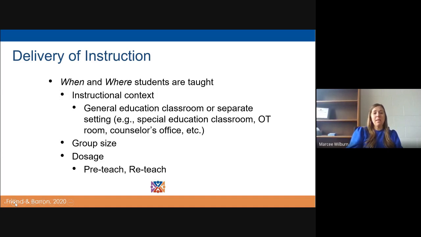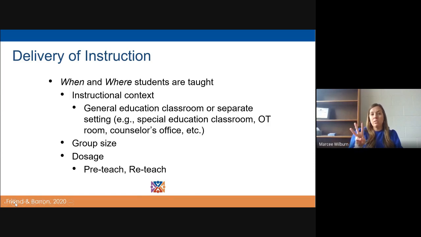a context of the delivery of instruction that we're changing. Maybe the dosage is different. They're getting additional instruction. Think of that double block of math, that double block of language arts. Think about pre-teaching vocabulary or giving students background knowledge that maybe they don't have in order for them to be successful during the lesson with their general education peers. So what does the delivery of instruction look like?